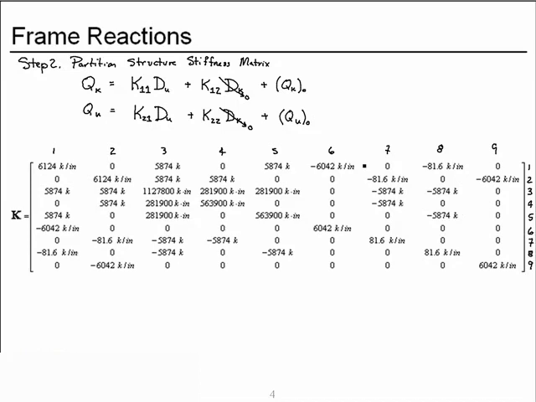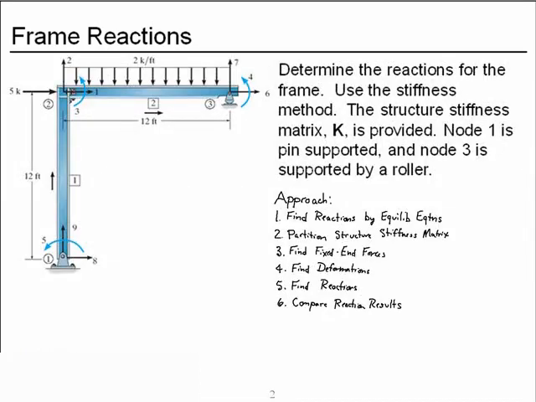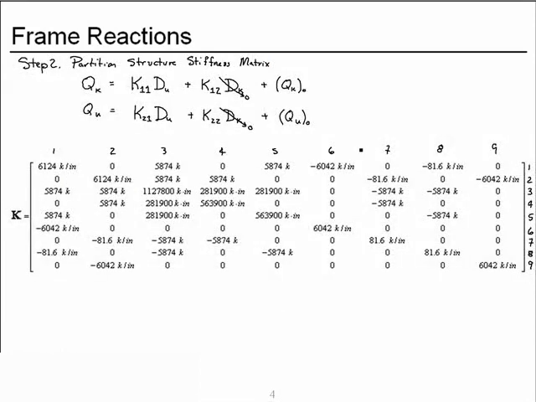And if we look back at our structure, the unconstrained degrees of freedom are 1, 2, 3, 4, 5, and 6. 7, 8, and 9 are all constrained. That's why we picked the numbering sequence we did, so that K11 would already be assembled in one corner of our structure stiffness matrix.